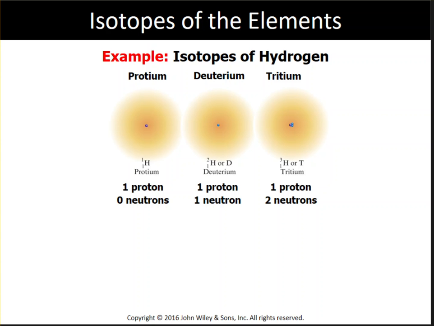So all these 3 nuclei are hydrogen atoms. They have the same number of protons. They have only 1 proton, which makes them hydrogen, but they have a different number of neutrons.